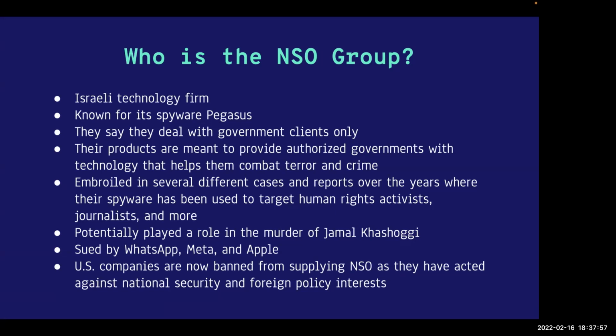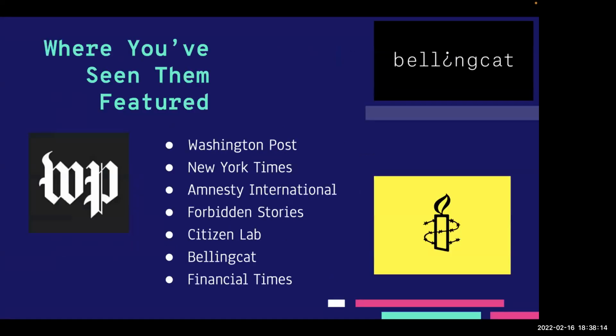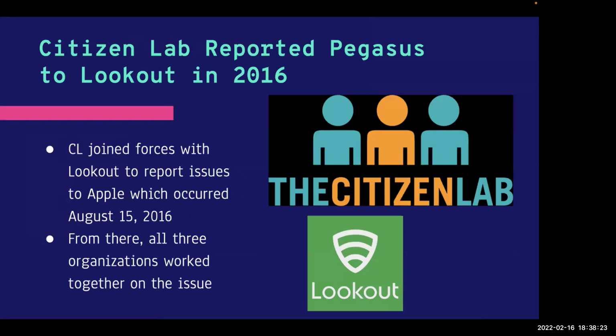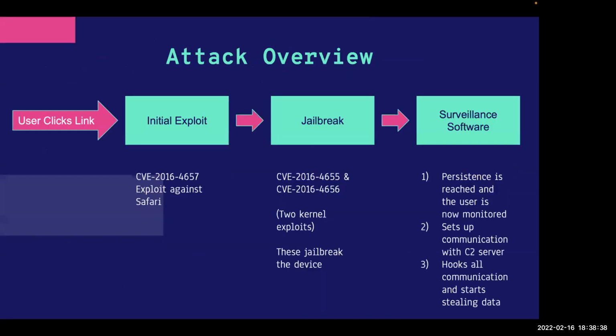They're currently being sued by WhatsApp, Meta, and Apple, and US companies are now, as of 2 or 3 months ago, banned from supplying NSO with anything, as they've acted against US national security and foreign policy interests by hacking employees in the DoD. So you've probably seen them featured in places like the Washington Post, New York Times, Forbidden Stories, Bellingcat, Financial Times. And Citizen Lab initially reported Pegasus to Lookout in 2016, and they all joined forces along with Apple to look further into it. And Lookout actually came out with a full report over that initial findings.